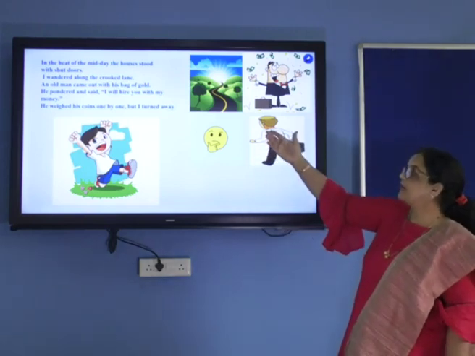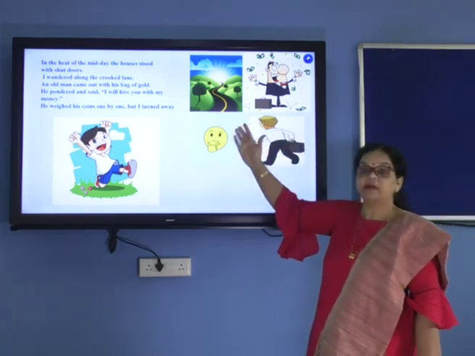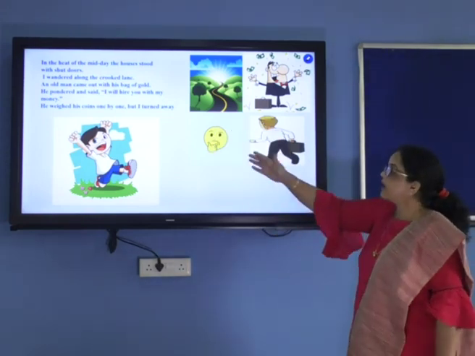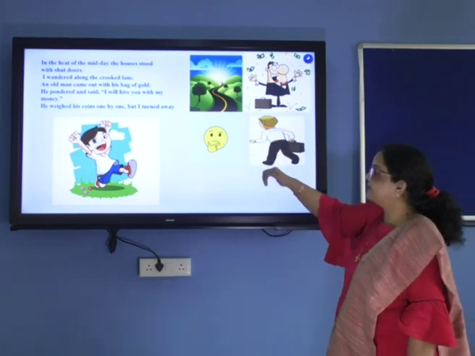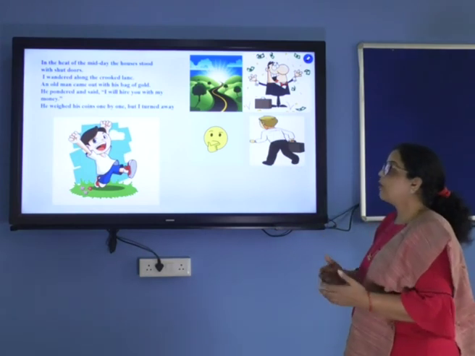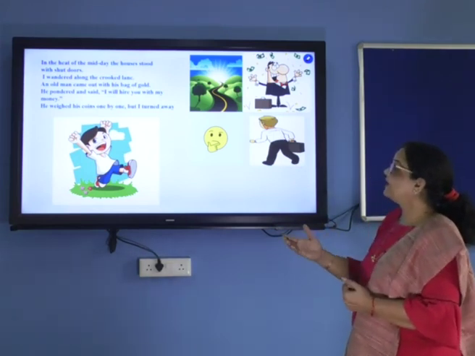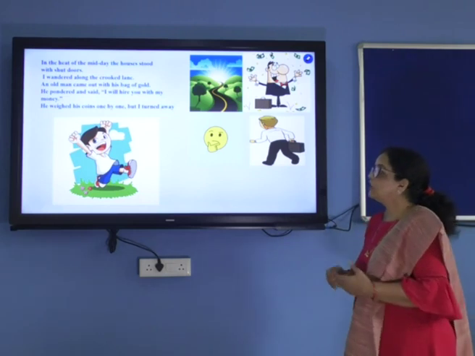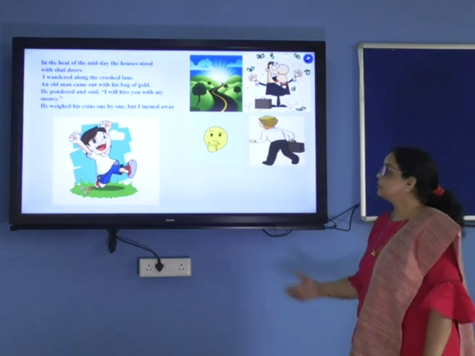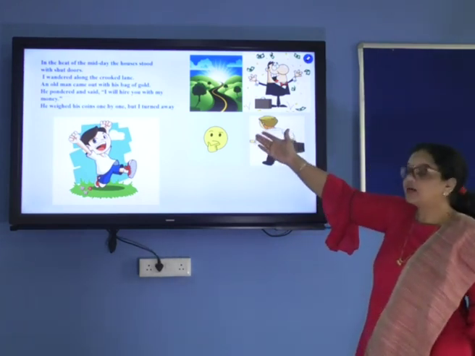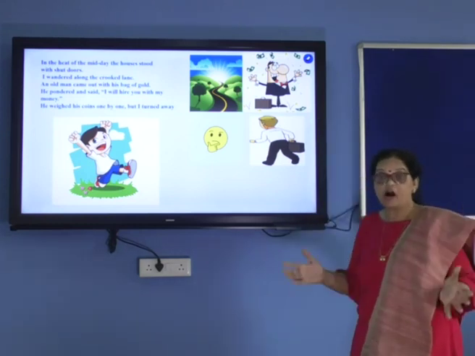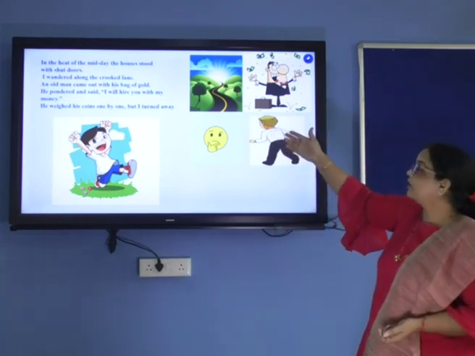In the heat of the midday, the situation is midday. The houses stood with shut doors. I wandered along the crooked lane. An old man came out with his bag of gold. He pondered and said, I will hire you with my money. He weighed his coins one by one, but I turned away. So you see, what is the situation? Midday. All the houses are shut because it's very hot. And I wandered along the crooked lane.